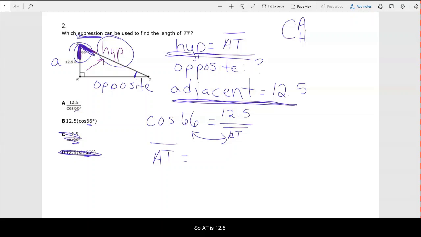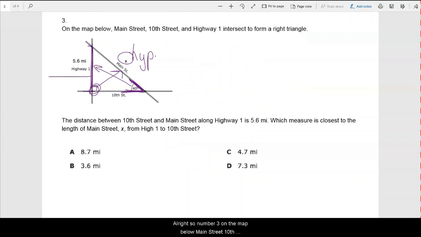So AT is 12.5 over the cosine of 66, and that is going to be answer choice A. All right, so number 3.